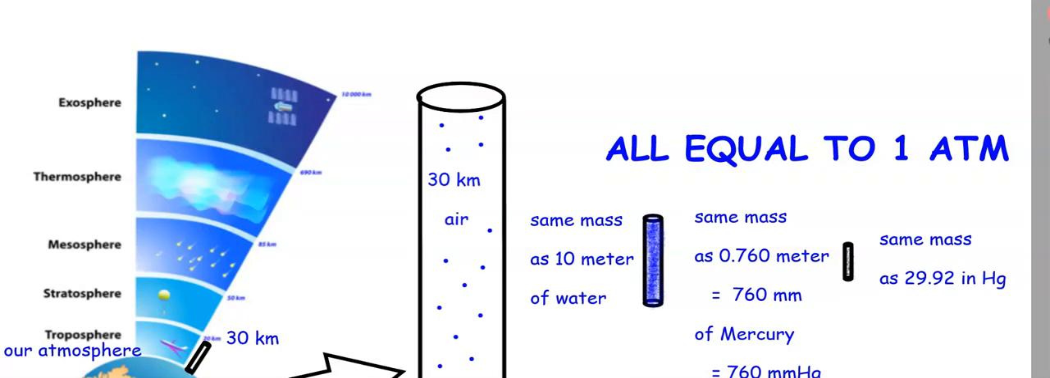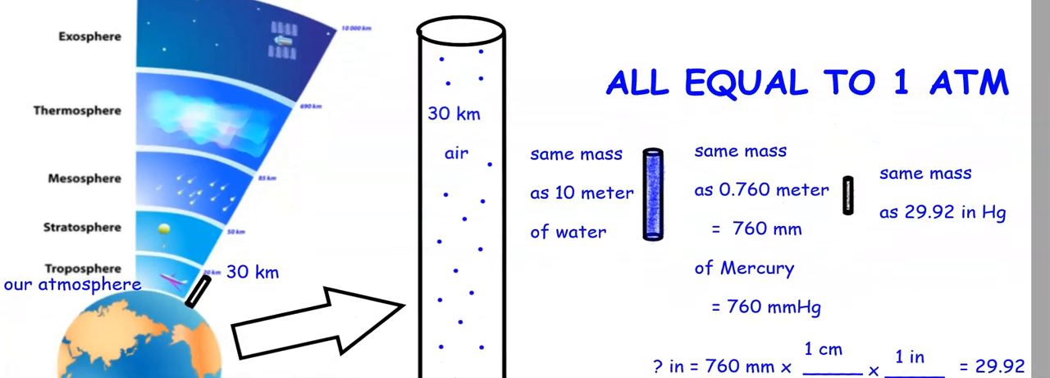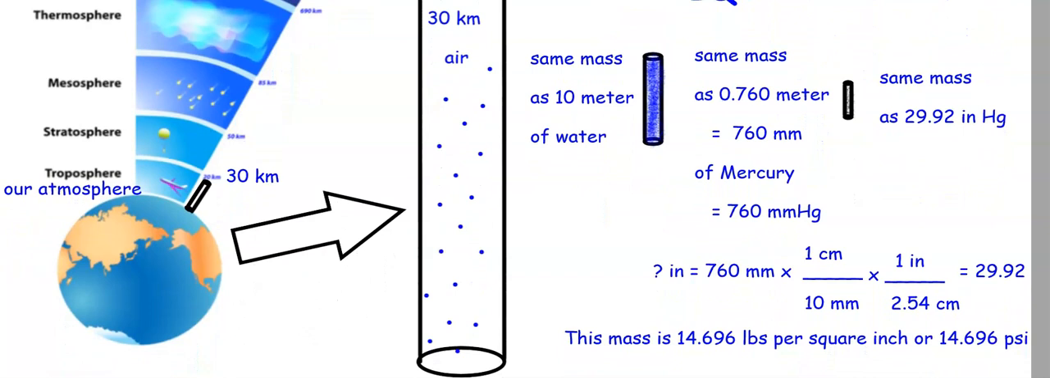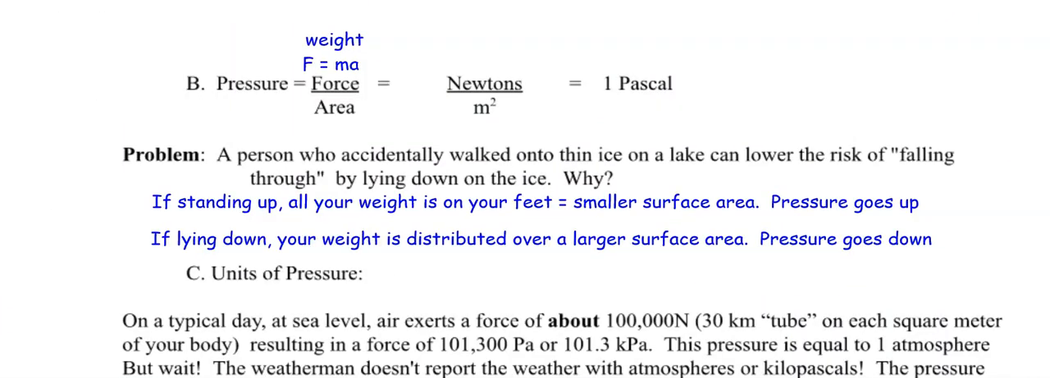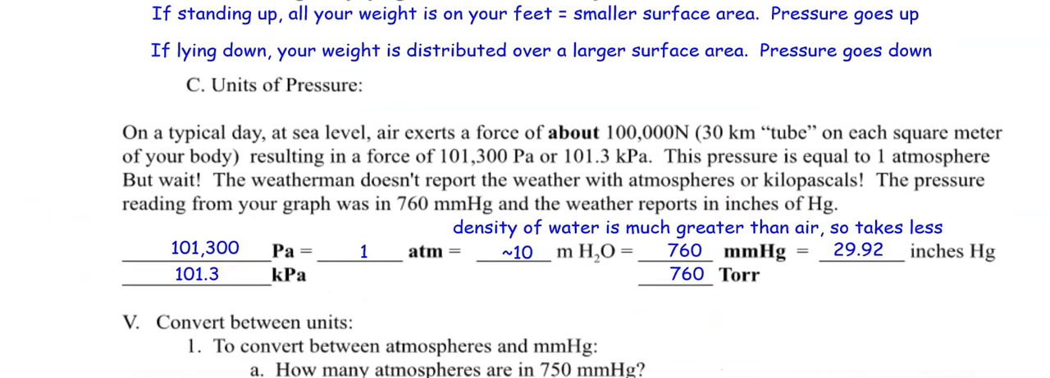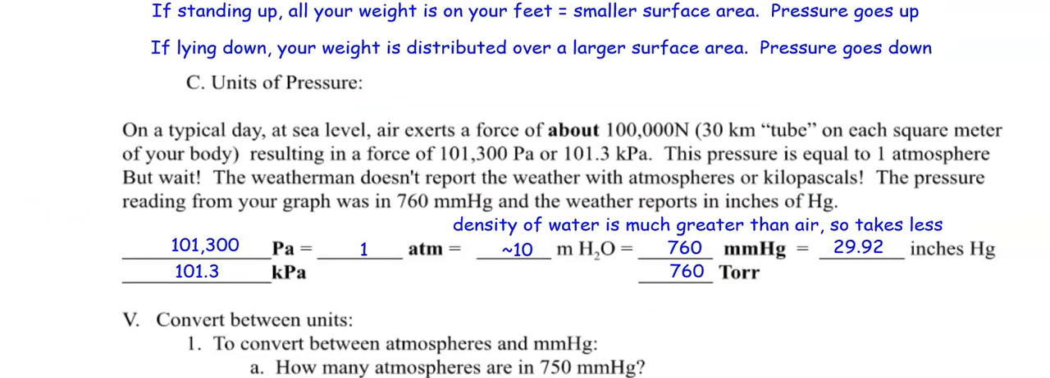Why? Because all of this, if you need a little bit of a review, go back and watch that first video when I explained all of this, all right? But what you need to know is that 1 ATM is equal to 101,300 pascals or 101.3 kilopascals, or 760 millimeters of mercury, or 760 torr, or 29.92.